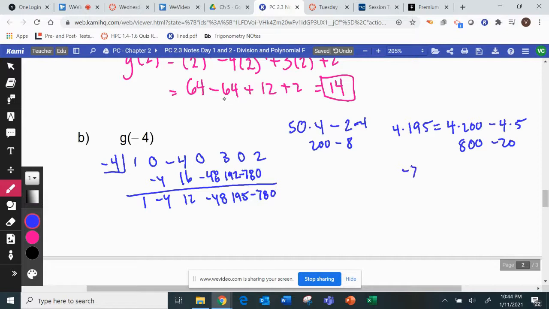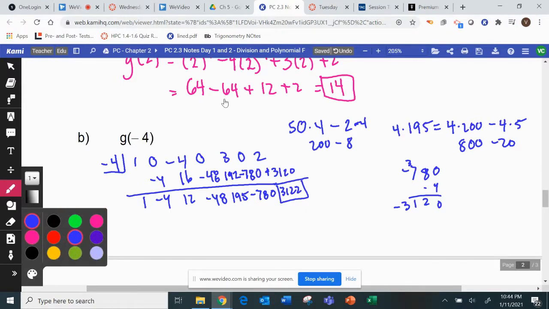All right, I'm going to do this just the long way. Negative 780 times negative 4. Just put that on the wrong number. So it'll be 28 plus 3 is 31. Oops, and it's positive. 3120. Add that together and you get 3122.